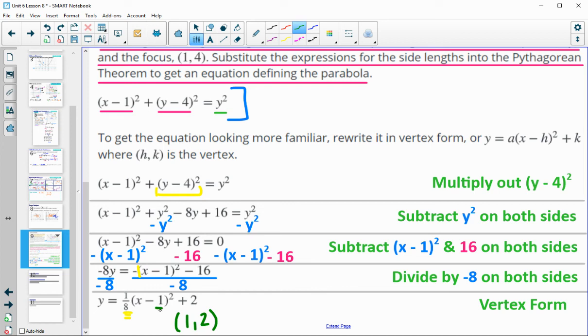So what are you subtracting from x? 1. And then what are you adding? 2.